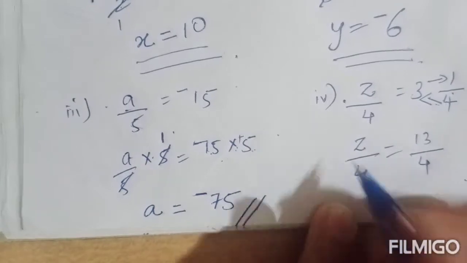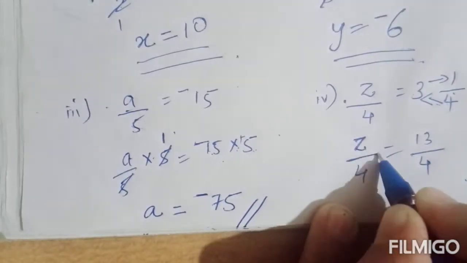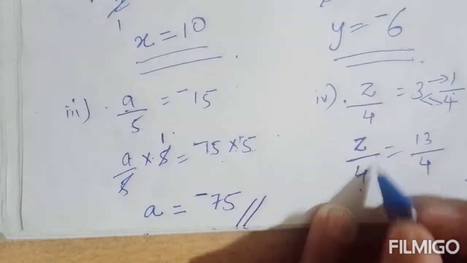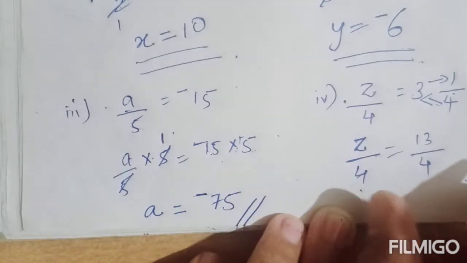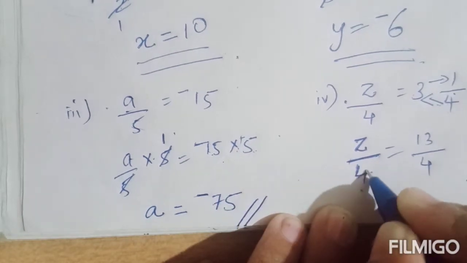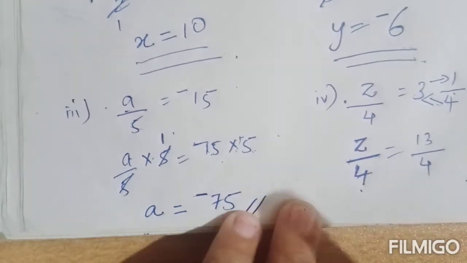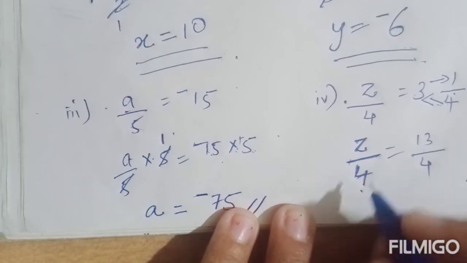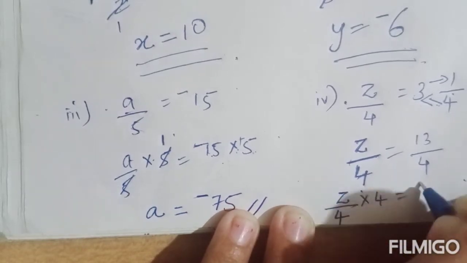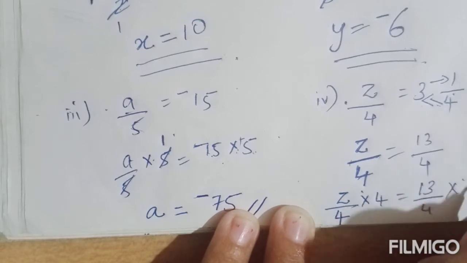Okay. So here you can see Z is divided by 4. So in order to find the value of Z, what to do? Just multiply both sides of the equation by 4. Z is divided by 4. That's why we are multiplying both sides of the equation by 4. Okay, so you will get Z by 4 into 4 equal to 13 by 4 into 4.